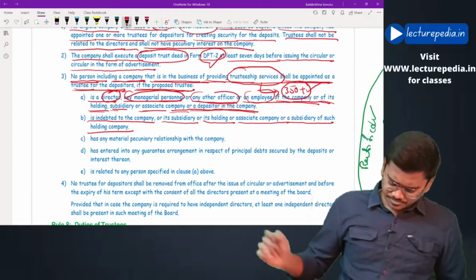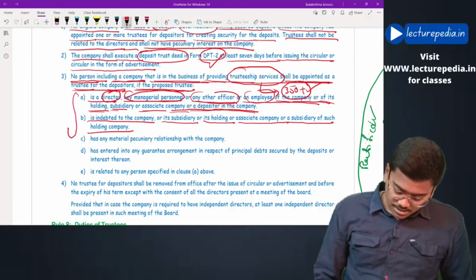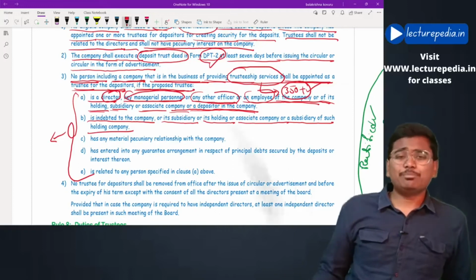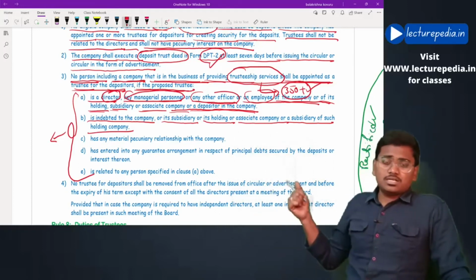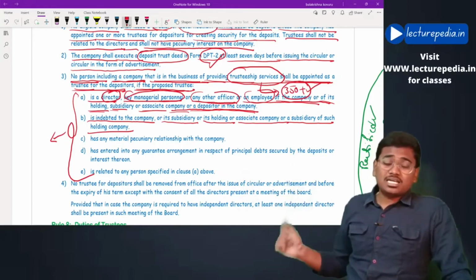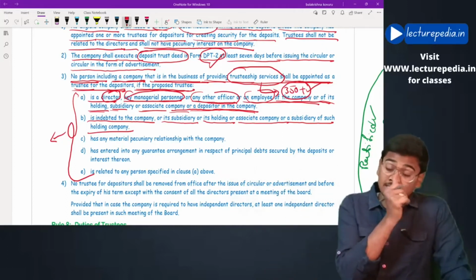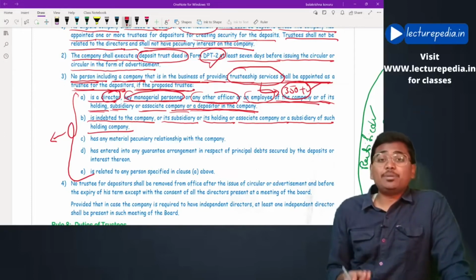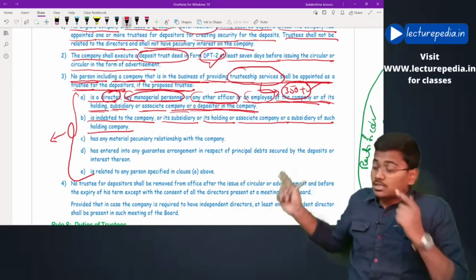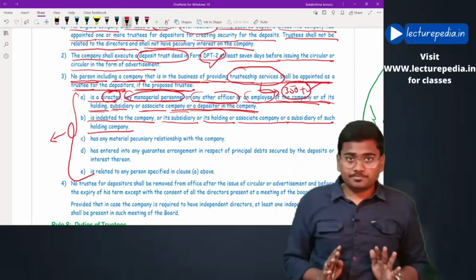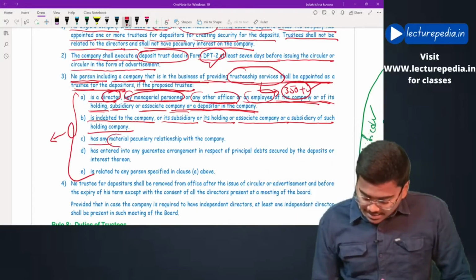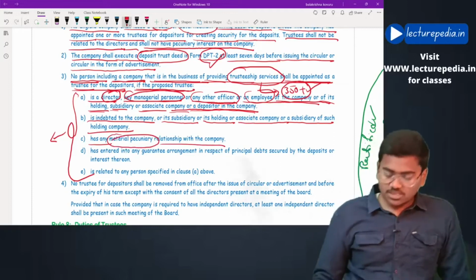Because, basically in these cases the trustee cannot act independently. If any person falling in these cases is appointed as a trustee, then such a trustee cannot act independently. Thereby there is a prohibition on appointing these types of persons as a trustee. Hope this is clear. Next, has a material pecuniary relationship with the company.